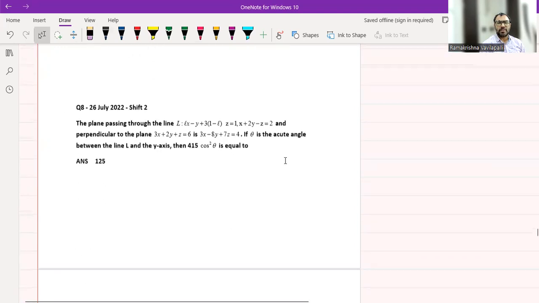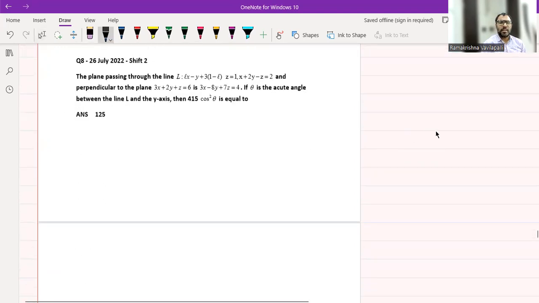Moving to the next question, here you see the plane passing through the line and perpendicular to the plane is this. So here, this is the line L, pi 1 equal to 0 equal to pi 2, and perpendicular to this plane is given like this.